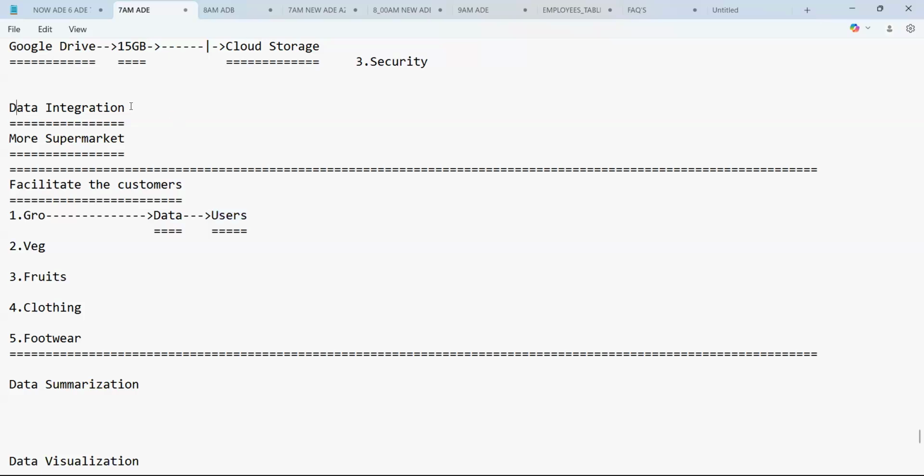Data integration is nothing but integrating the data, gathering the data from various locations. Integration of data is called data integration. So guys, is everyone clear with data integration as well?